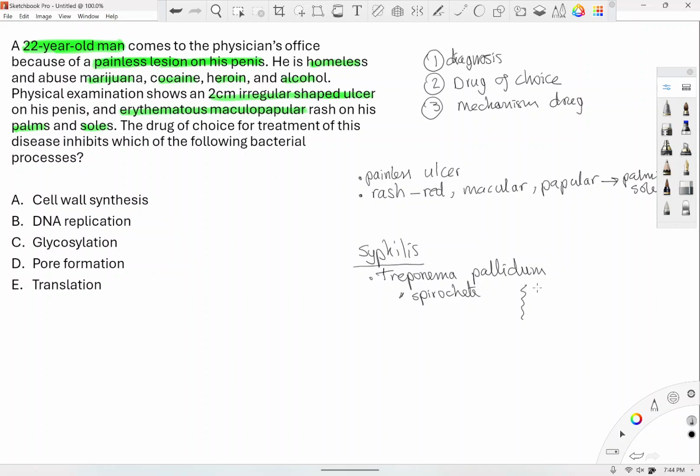Okay, so it looks something like this, spiral shape. They're motile, they swim. Usually you can do an exam called dark field microscopy. You will see an organism exactly like this glowing in the dark background. Okay, so syphilis. Now syphilis, what does it do? So there's a primary syphilis, secondary syphilis, and tertiary syphilis. The first disease or symptom that syphilis causes is called primary syphilis.